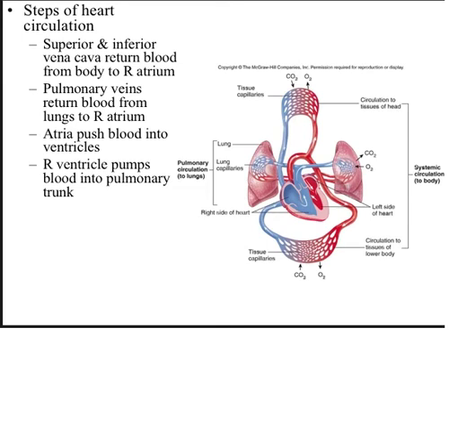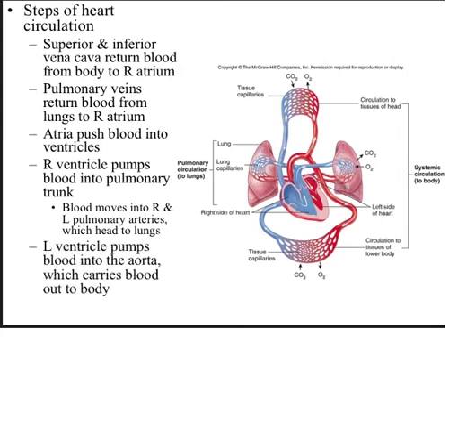The right ventricle will pump the blood to the pulmonary trunk and thus to the lungs. The blood moves into the right and left pulmonary arteries, which notice in the diagram are blue, and this heads to the lungs. And the left ventricle at the same time is going to pump blood into the aorta, which carries blood out to the entire body. Notice that that blood is red because of its high oxygen content.